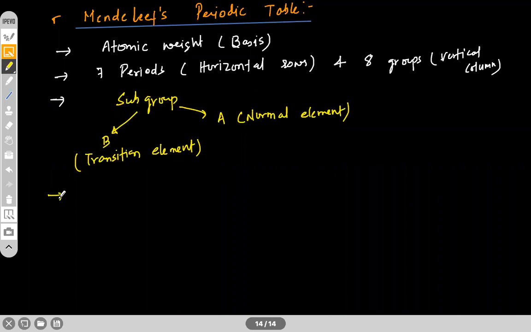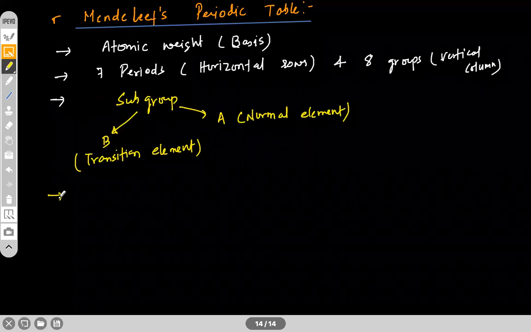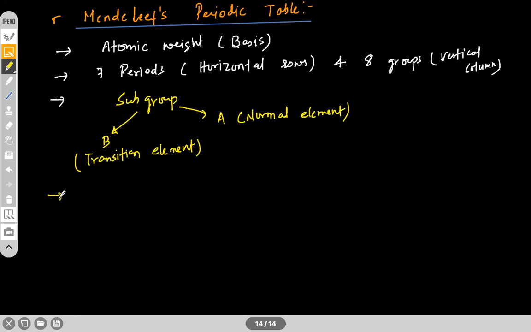Mendeleev periodic table, the disadvantage was what? Write down, the disadvantage, or drawback you can say, is that the position of hydrogen is uncertain. It has been placed in 1A and 7A group, because of the resemblance with both groups.